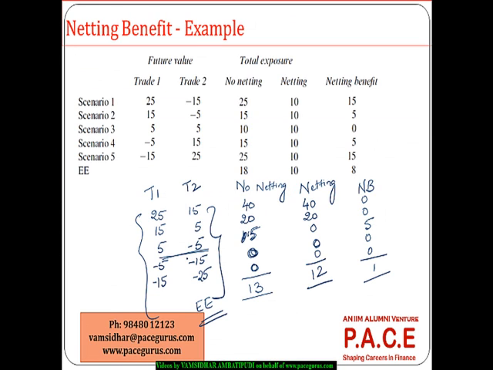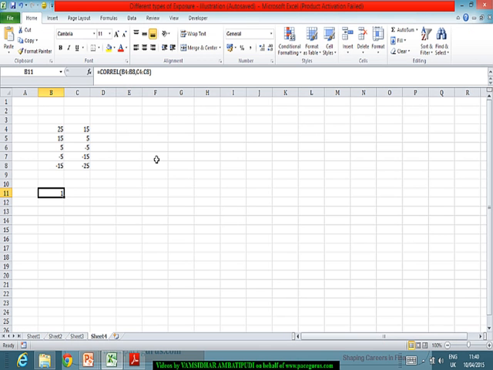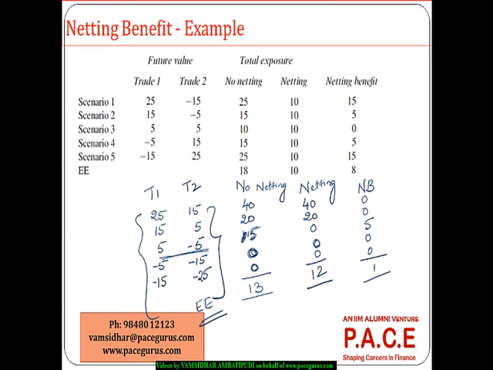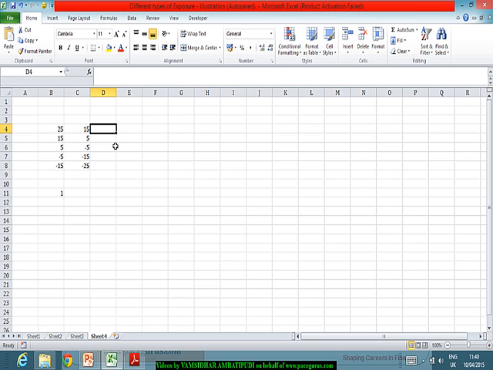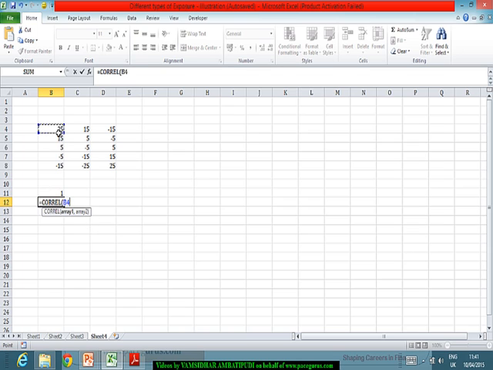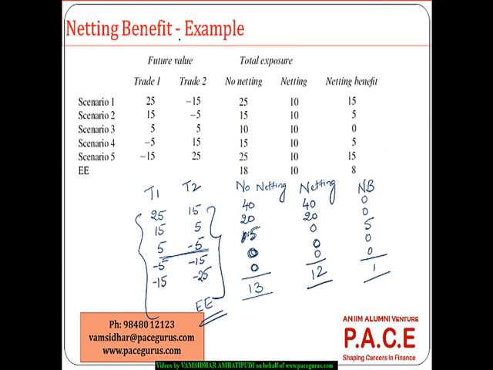That is one thing. On the other side, look at this situation. If I have a trade 3 now, let's say the trade 3 is like this: minus 15, minus 5, 5, 15, 25. Now what happens to the correlation between these two? The correlation between this and this, I see that it is close to minus 1, very negative.